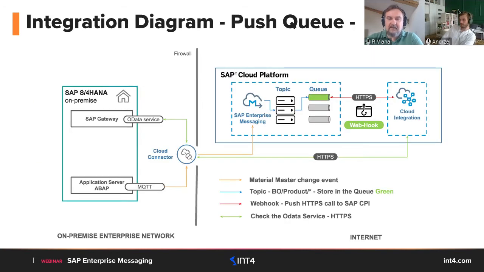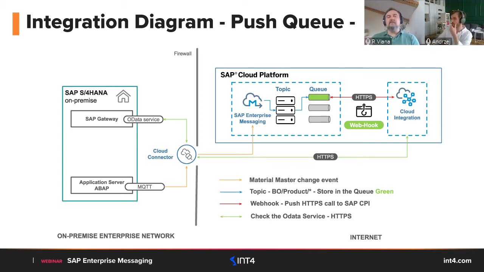So basically, as I mentioned, this is the diagram from our first session. Basically the demo was, we changed the description of a material in S/4HANA. The event is triggered automatically, asynchronously to SAP PM via topic BO product change. Then this is stored in the queue, and the webhook mechanism is a push. It listens to the queue and forwards straight to the endpoint.